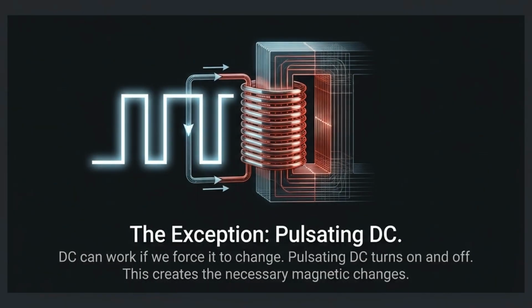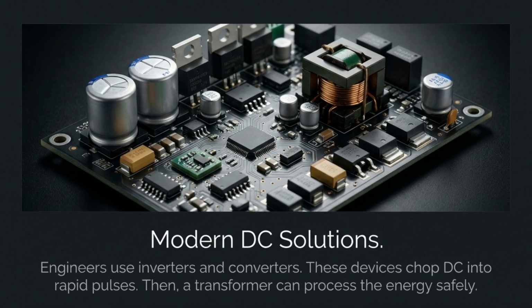failure. There is an exception: pulsating DC. If we force the current to switch on and off, we create the necessary magnetic changes for the transformer to function. Modern electronics use inverters and converters to achieve this. These devices chop DC into rapid pulses, allowing a transformer to process the energy safely.